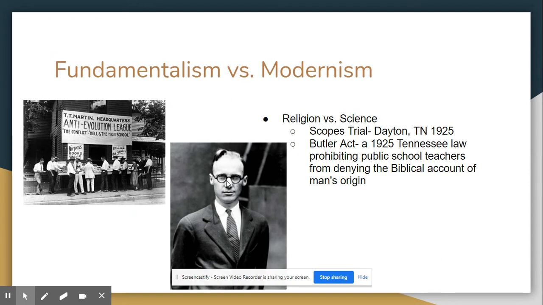There was fundamentalism versus modernism, a big movement of religion versus science. There was a trial called the Scopes trial in which a teacher named John Scopes was prosecuted for teaching evolution. There was an act called the Butler Act in 1925, a Tennessee law that prohibited any public school teacher from denying the biblical account of man's origin. So it was a big trial. Two big lawyers got involved, and he ended up getting charged and found guilty, and he had to pay $100, which was a lot back then.